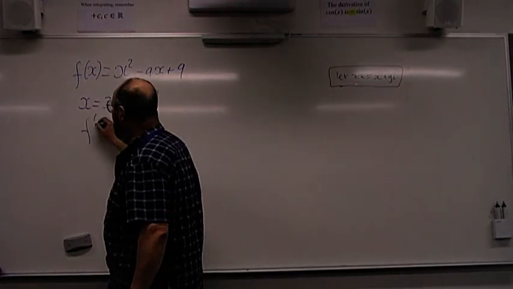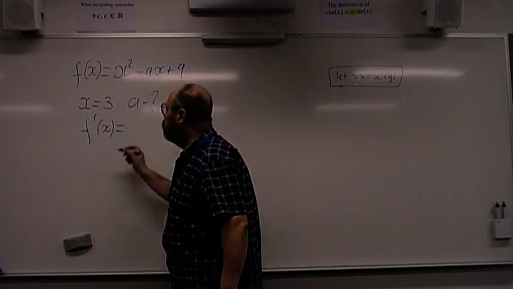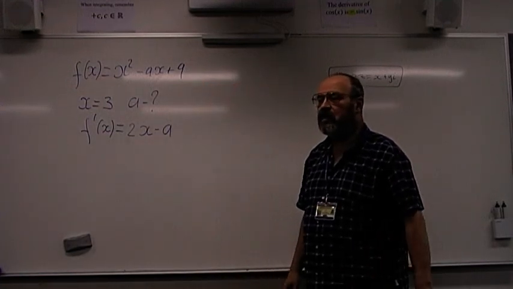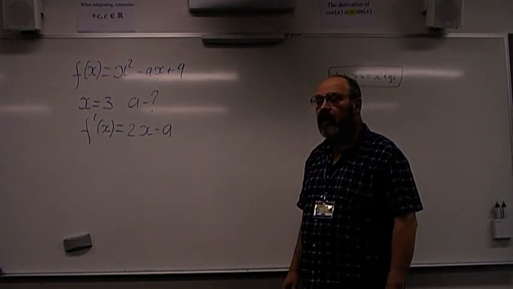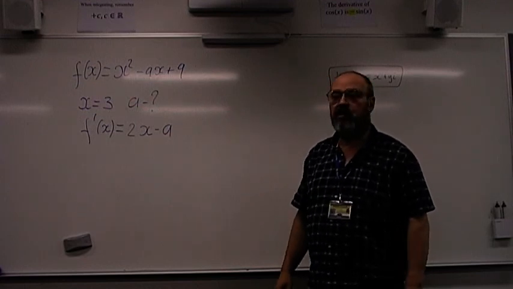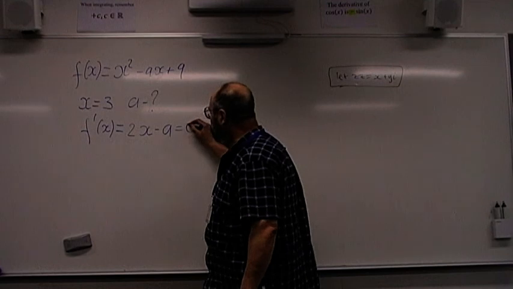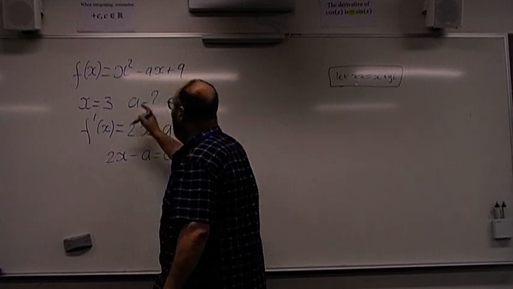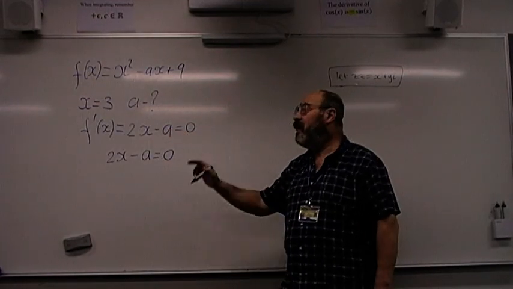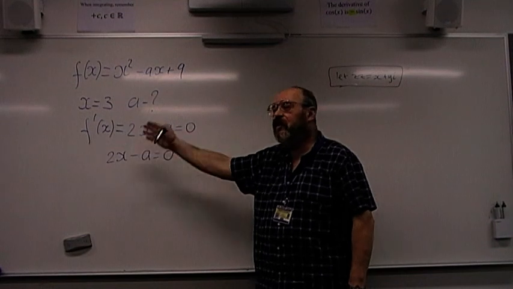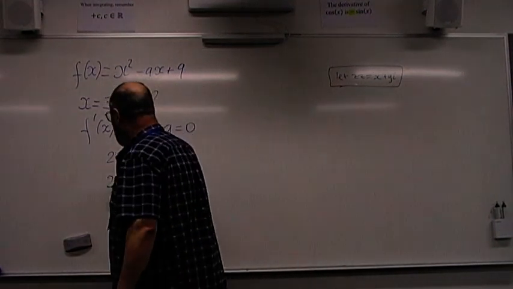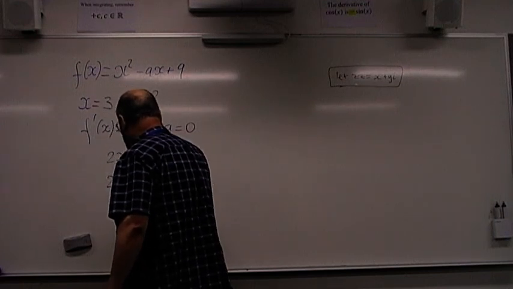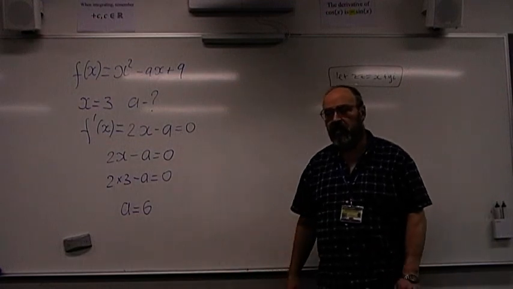So what is f dash of x? It's 2x minus a. And at a stationary point, what does the derivative equal? 0. So we have 2x minus a equals 0, and it happens when x equals 3. Now we can substitute x equals 3. So you get 2 times 3 minus a equals 0. a equals 6. Make sense?